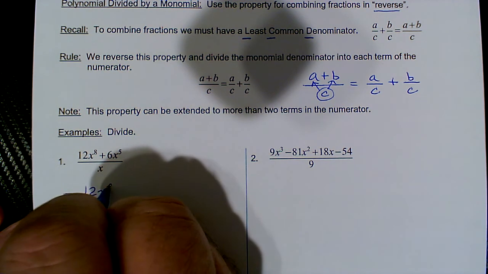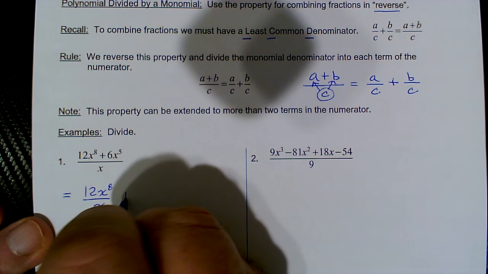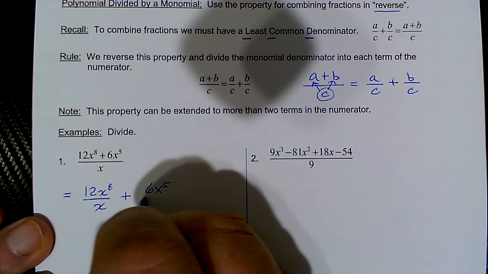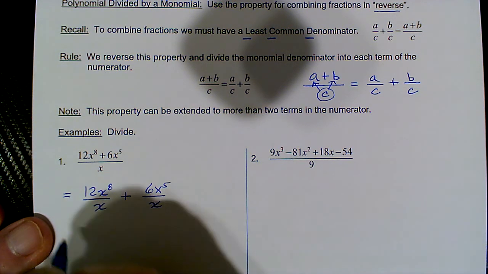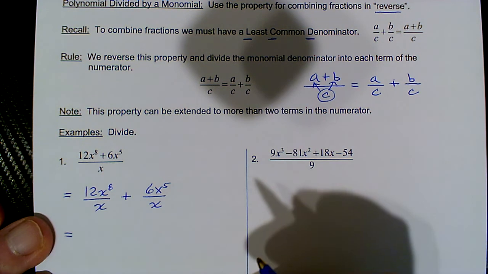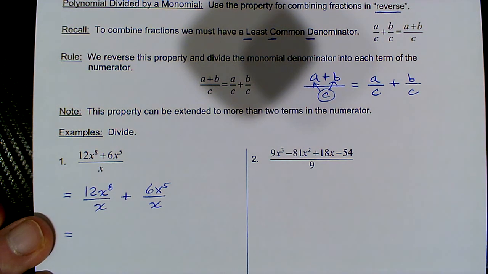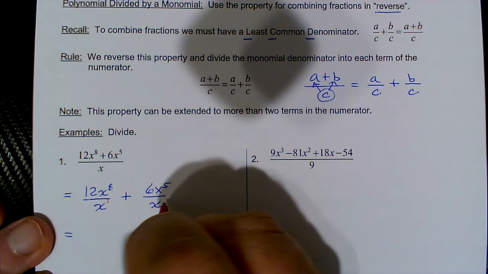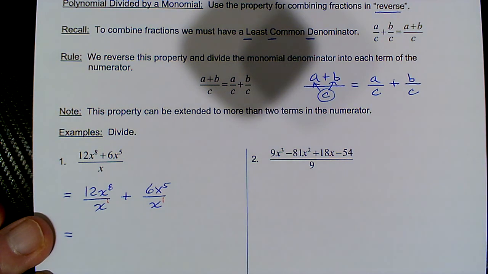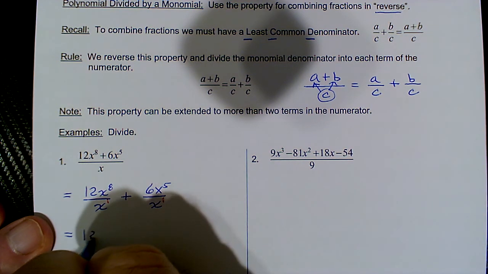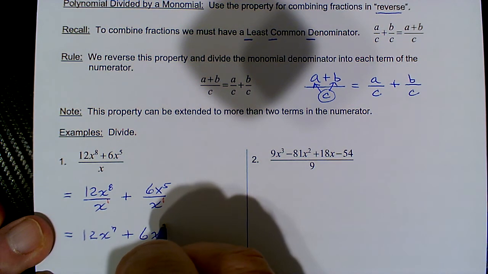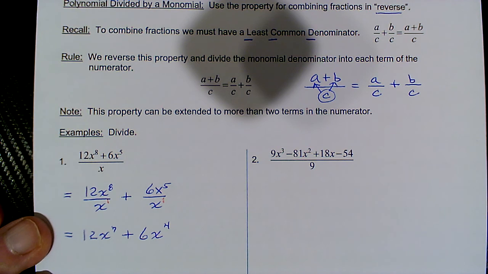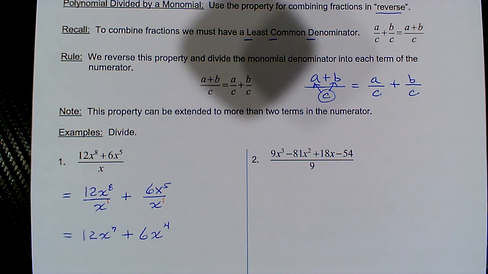So 12x to the 8th gets divided by x, and then plus 6x to the 5th gets divided by x. So you do need to take the time to show that step, and then you can think of division of common bases, cancellation, whatever you prefer. We understand, of course, the exponent is 1 on this x, so that'll give us 12x to the 7th, and then plus, canceling one factor or using the division of common bases rule to subtract the exponents, 6x to the 4th.